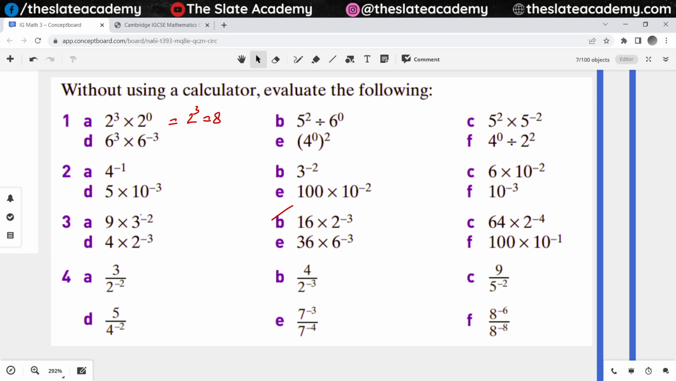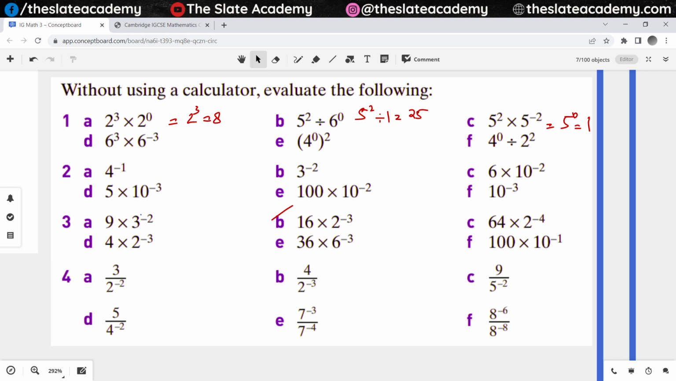Next part is 5 squared divided by 6 to the power 0. 6 to the power 0 is 1. So it is 5 squared divided by 1, which equals 5 squared, or 25. For part C, 5 to the power 2 multiplied by 5 to the power minus 2: bases are same, powers add. 2 minus 2 is 0, and the answer is 5 to the power 0, which is 1. Understood?